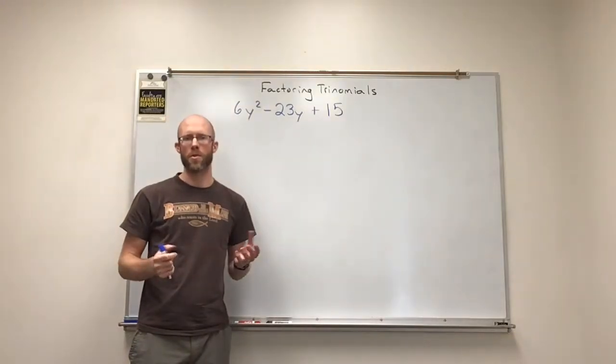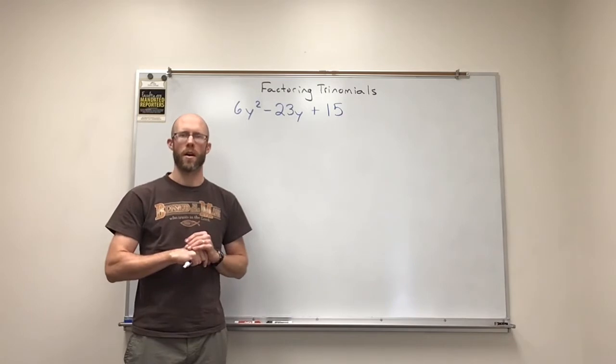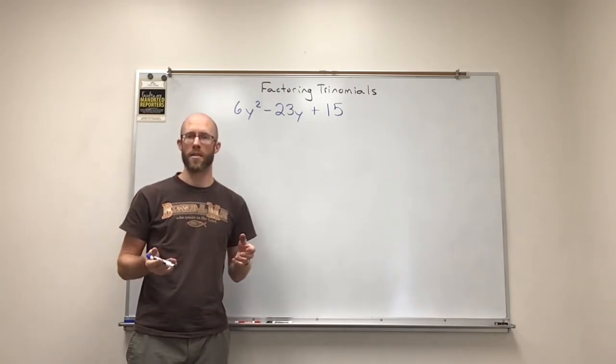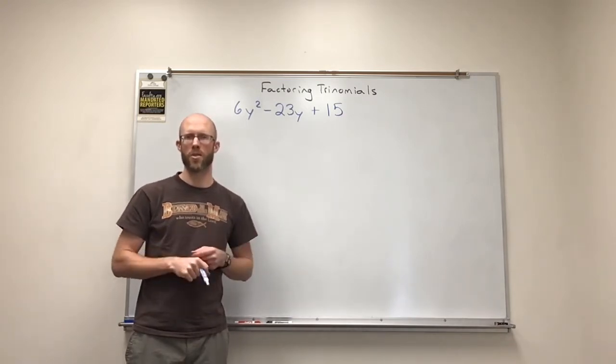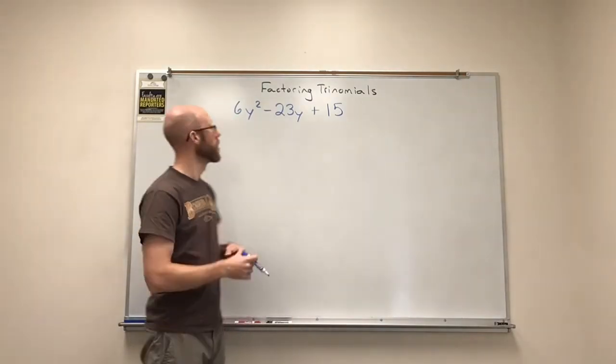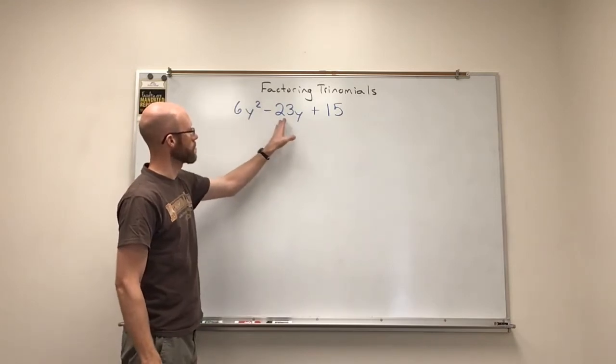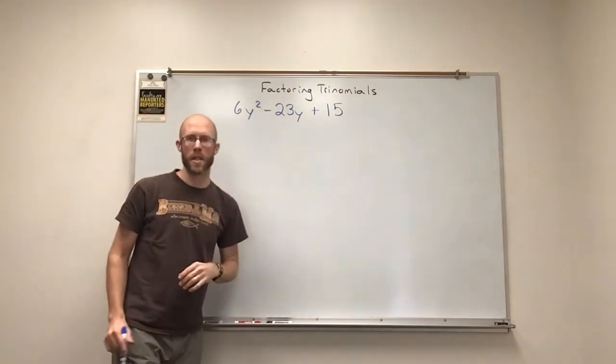So I'm going to run through a series of examples now, maybe four or five examples where I'm going to use the modified AC method, but show you just some of the variations that you might see in some of these problems. Okay, so on this one, I've got 6y squared minus 23y plus 15.